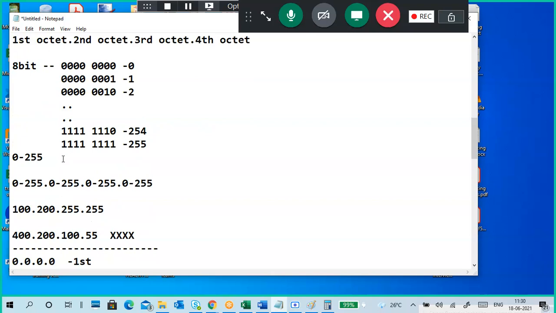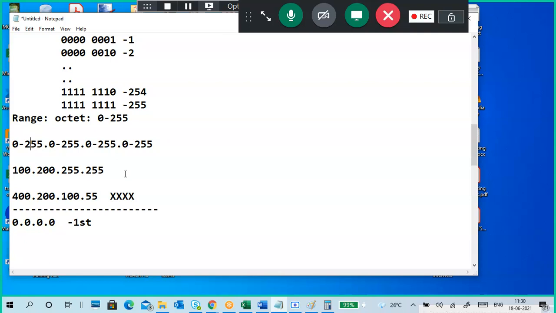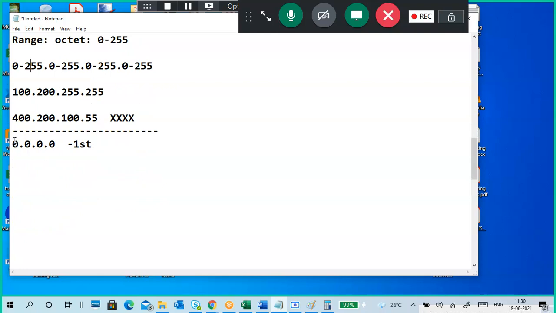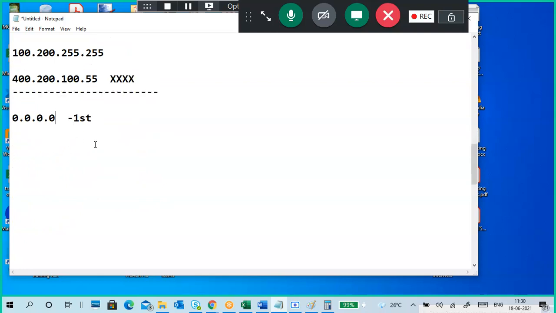Next, what is the maximum size of the octet? Size or range, whatever you call it. The range of each octet is 0 to 255. So each octet can have a minimum of 0 and a maximum of 255. This is the starting IP address.